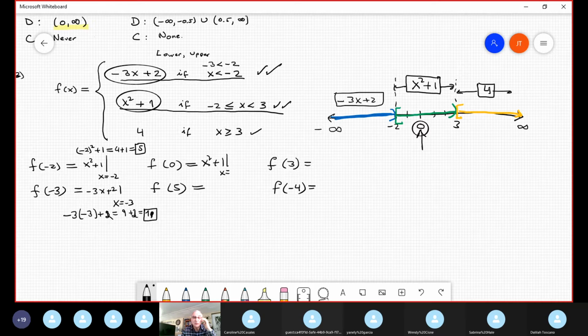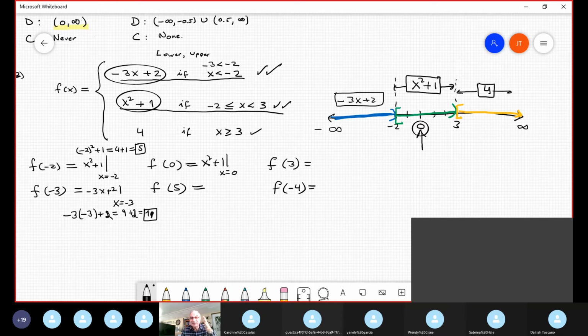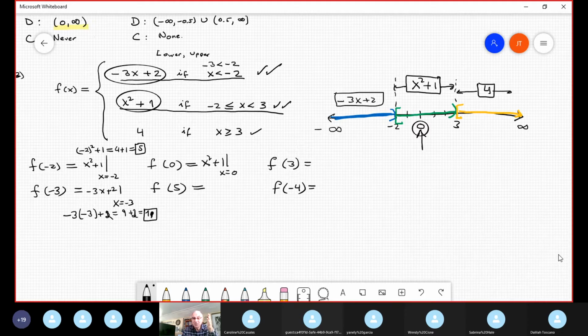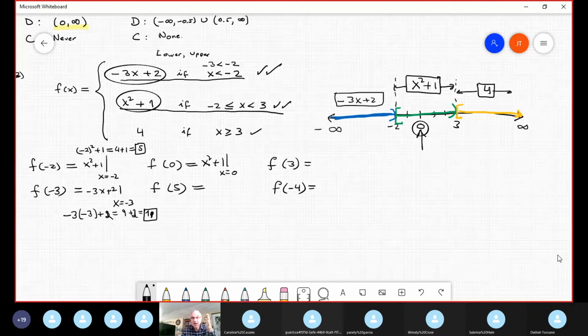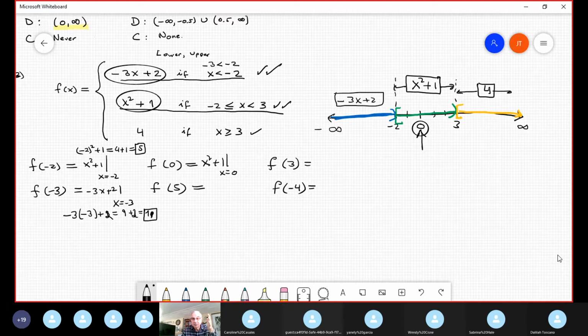And you evaluate at 0. The process is easy. The process is identification: in what interval does my value lie, after selection, the expression that corresponds to this interval. And finally, plugging in. That's 0 squared plus 1, which is just 1. And 5, what do you think about 5?